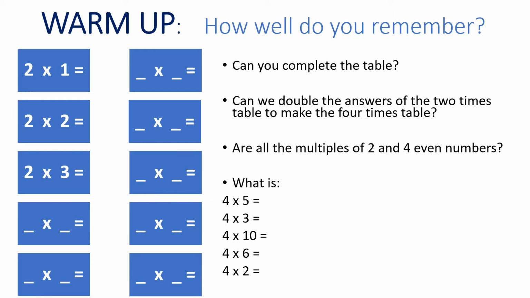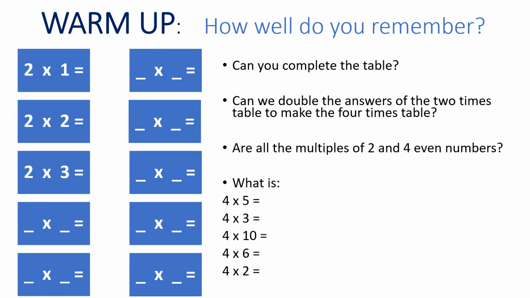So if 2 times 4 is 8, and I want to know 4 times 4, all I need to do is double the answer of 2 times 4, which is 8. 8 plus 8 is what? Double of 8, 16, which means 4 times 4 will be 16. So double the answers from your 2 times table to make your 4 times table. Well, that's actually a question. Can you do that? Try to do that.